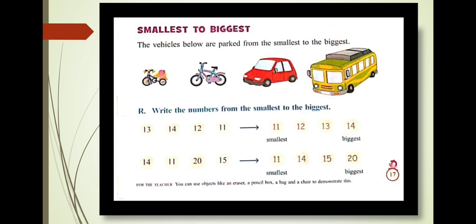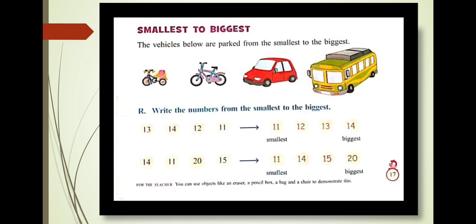Then the number bigger than 11 is the number 12. The number bigger than the number 12 is the number 13. And the biggest of all these numbers is the number 14.